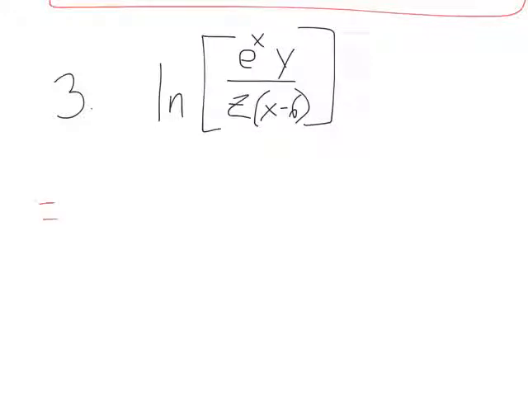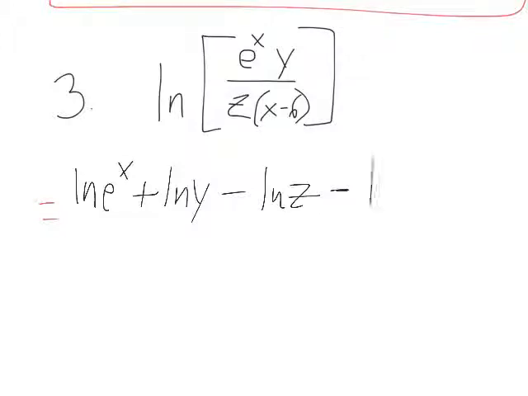All right, so natural log of e to the x plus the natural log of y, both of those are from the numerator. From the denominator, we get a natural log of z, so I've got a minus in front of that, and then another minus in front of natural log of x minus 6. We do have the 1 exponential, but I want you to notice another thing about that. This is natural log e to the x, okay?